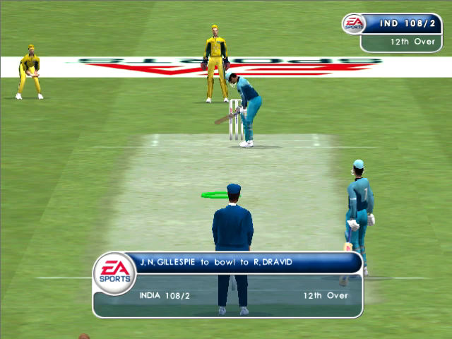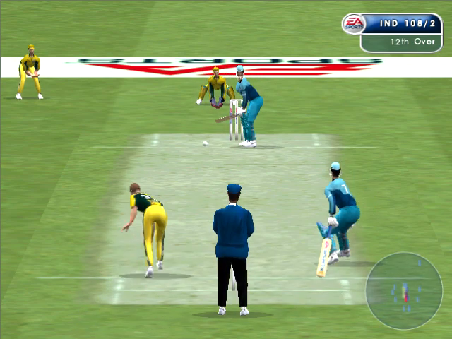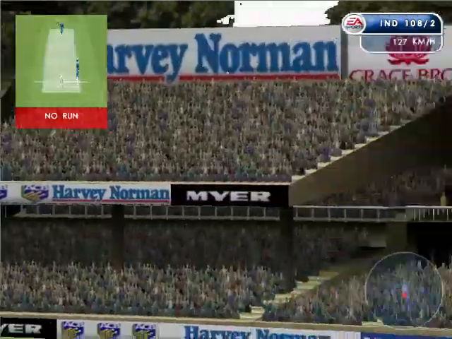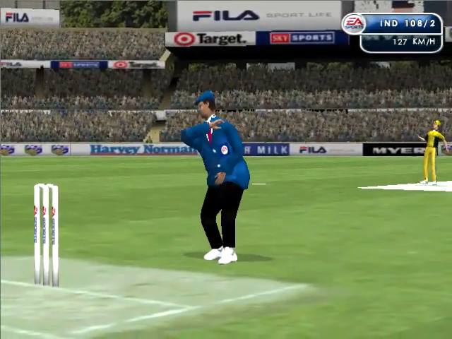39 overs are left for India. We're about to see the first bowling change. Now the run rate stands at just over 5.5 an over. There it goes. That's the first boundary for Dravid.